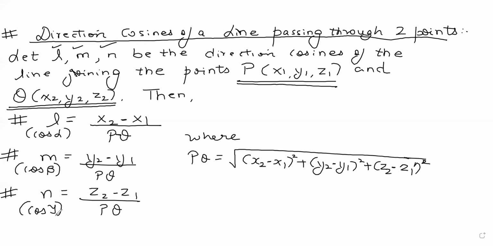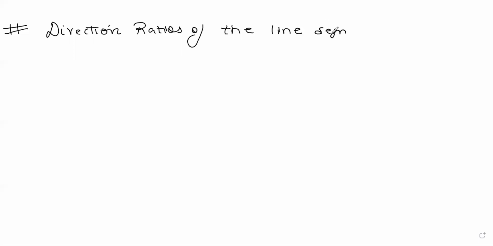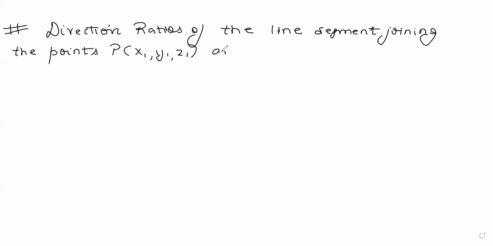And similarly, guys, let's look at the direction ratios. So our next heading now is direction ratios of the line segment joining the point P with coordinates x1, y1, z1, and the point Q with coordinates x2, y2, z2, are given by.